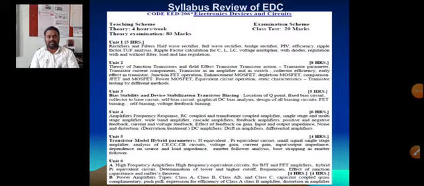Section A will consist of 3 chapters and section B will consist of chapter number 4, 5 and 6. Okay, there are two sections, section A and B. First 3 chapters will be in section A, second 3 chapters will be in section B. Now as far as unit number 5 is concerned, you can see here the transistor model, hybrid parameters.